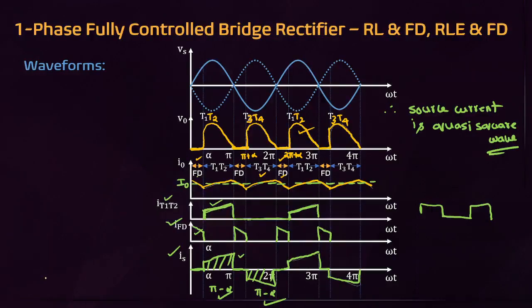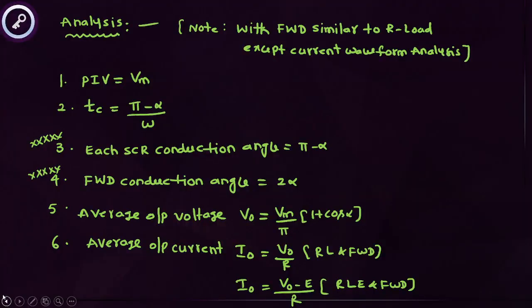This is very important, and this is the waveforms. You don't expect any questions from the waveforms. But here the source current waveform is a quasi square waveform. With freewheeling diode, full wave rectifier with freewheeling diode, the source current is the quasi square wave.